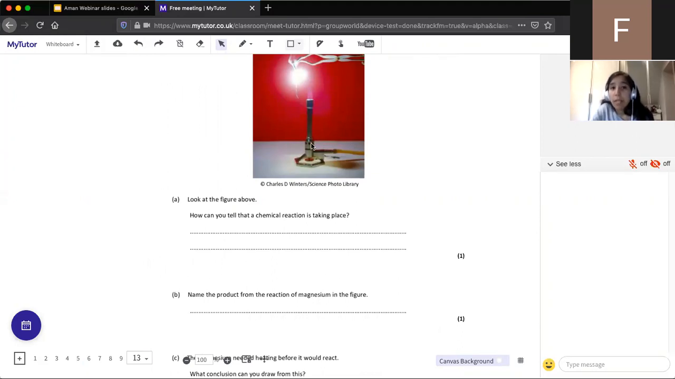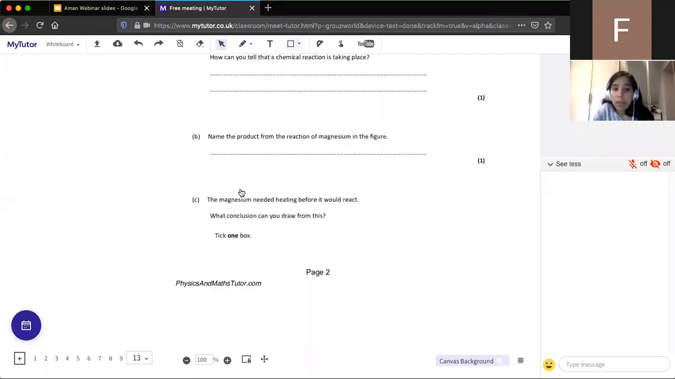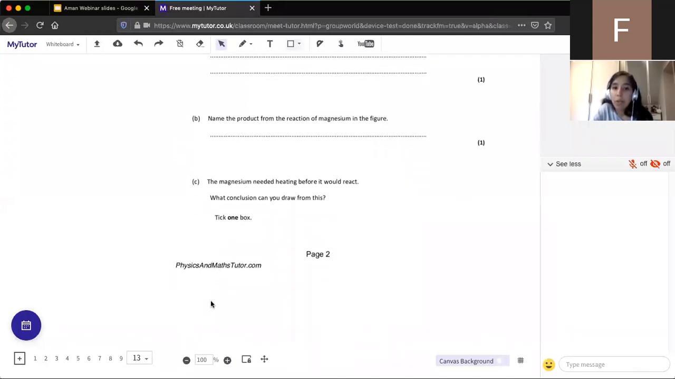Brilliant, so someone said magnesium oxide. Yep, excellent, that's exactly correct. Remember, alkali metals as well as group 2 metals will usually react with oxygen to produce an oxide. And in this case, it's magnesium oxide. Brilliant, okay. The magnesium needed heating before it could react.